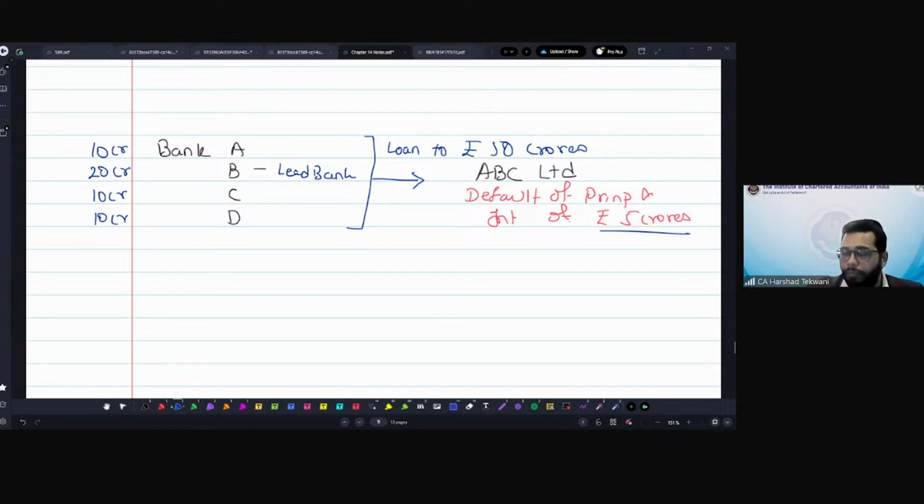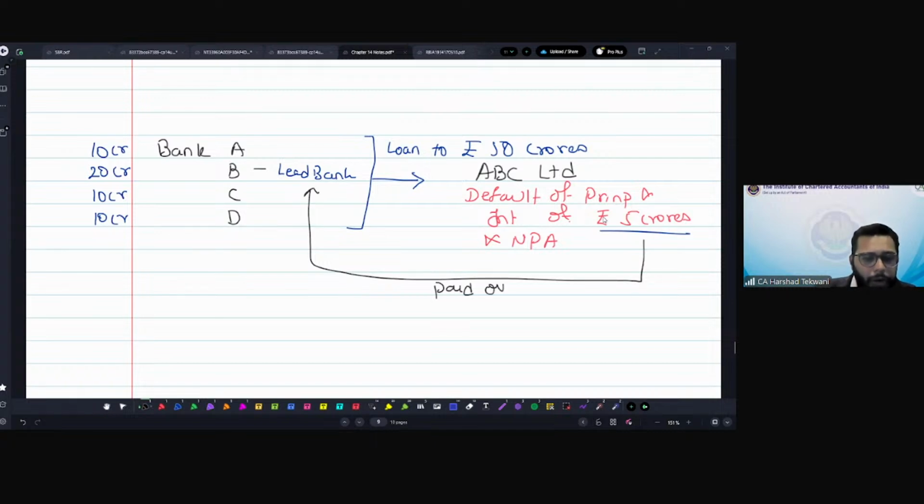Now, let's say there is a default, and this default was such that the account was NPA for all the banks. Now, what happened is that ABC Limited decided, okay, no, let's do one thing. Let me pay the amount. So ABC Limited paid this overdue amount to the lead bank. Paid overdue to the lead bank.